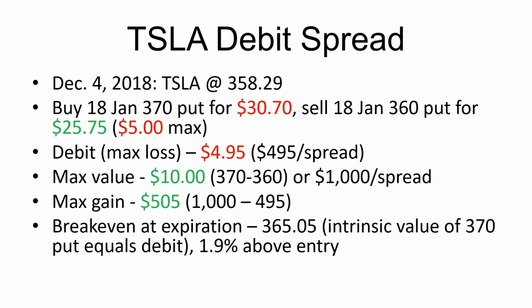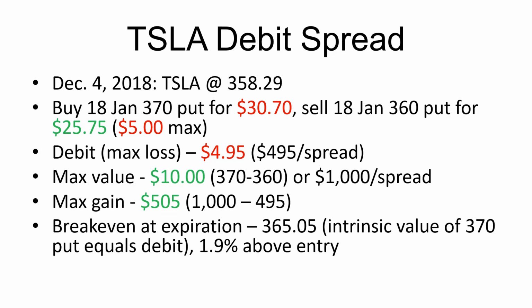And this was on December 4th, 2018. Tesla was trading just under 360 at 358.29. And the trade was to buy the January 18th expiration 370 put and sell the 360 put. So this is a bearish trade. We use puts for bearish trades, buying the deeper in the money 370 and selling, as it turned out, the in the money 360 put as well.